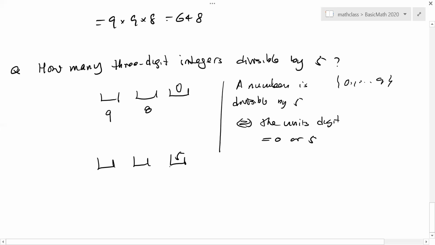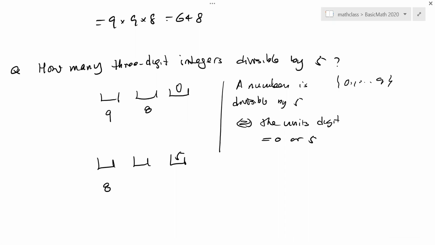Now, for the second pattern, 5 is already used. The point is the first digit cannot be 0. Clear, right? So with 5 used and 0 not allowed, how many choices do you have? 8, right? Then the tens digit can be arbitrary, right?